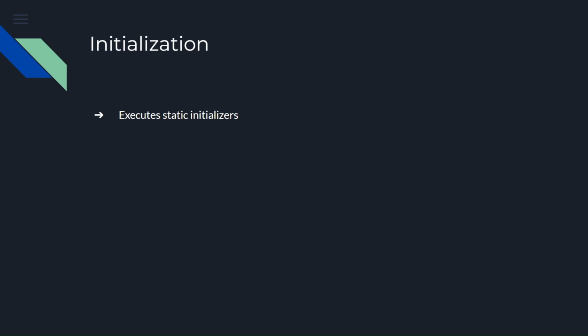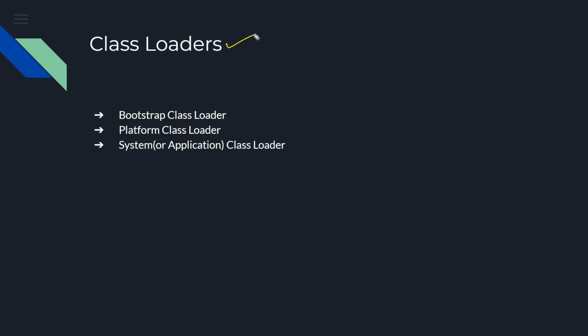But who does that? Well, the JVM uses class loaders to load the classes. So that's what we will learn next: what class loaders are in Java. Class loaders in Java are used to load the classes as part of the class loading process. In Java, there are three main class loaders. Apart from this, we can also create custom class loaders.